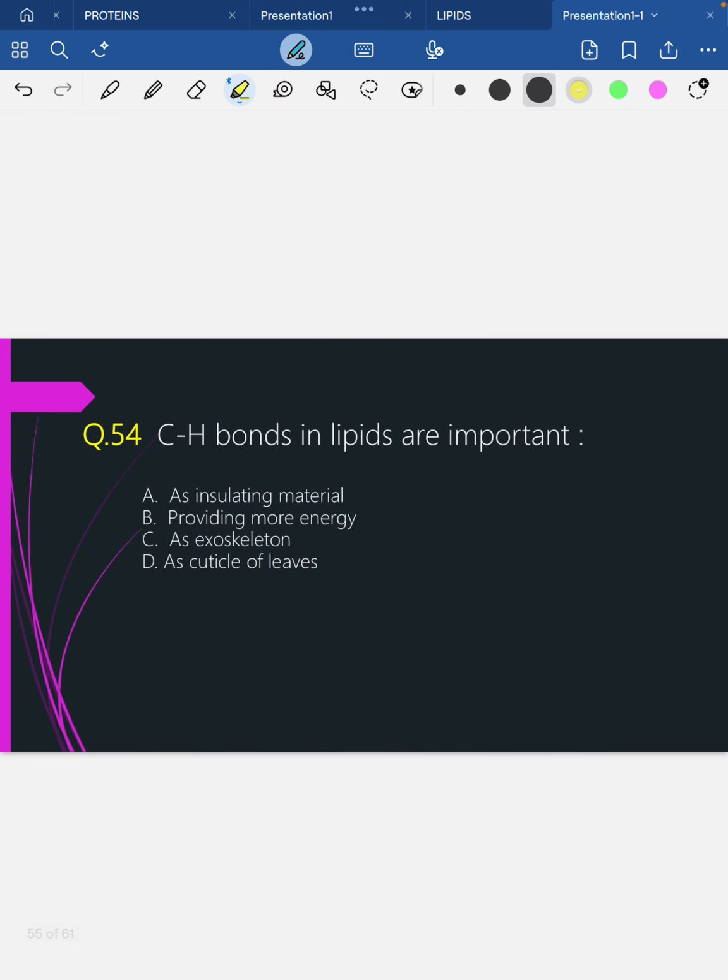54. Carbon hydrogen bonds in lipids are important, providing more energy, because you know very well, you have studied that lipids store double the amount of energy. Why? Because they have a high proportion of carbon hydrogen bonds and a low proportion of oxygen.